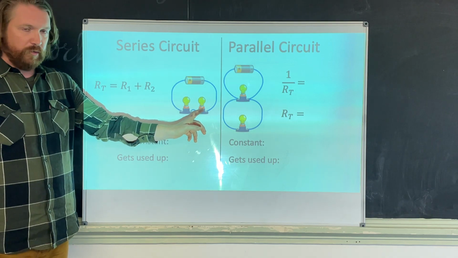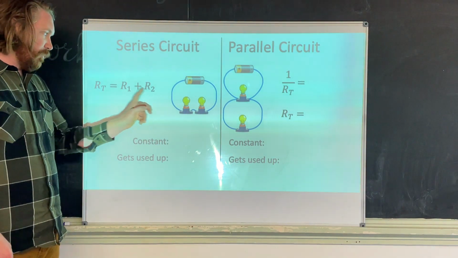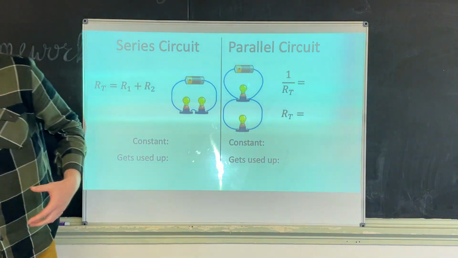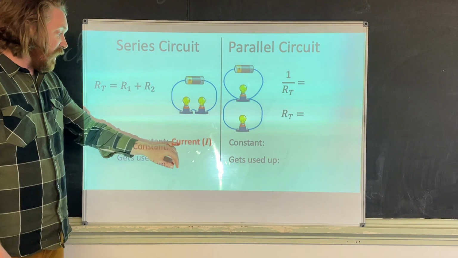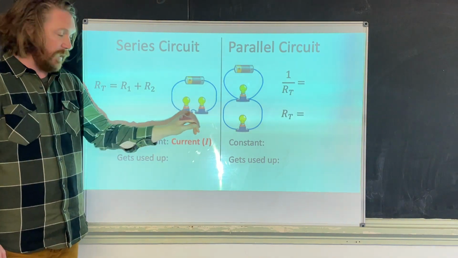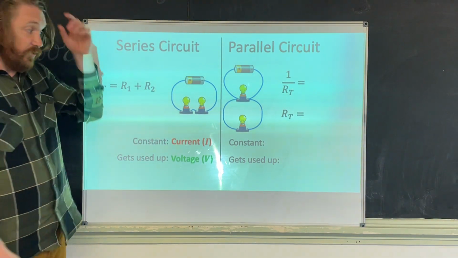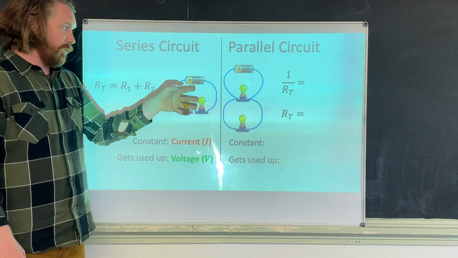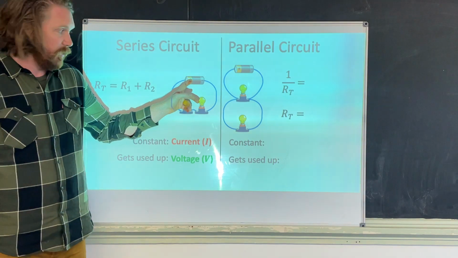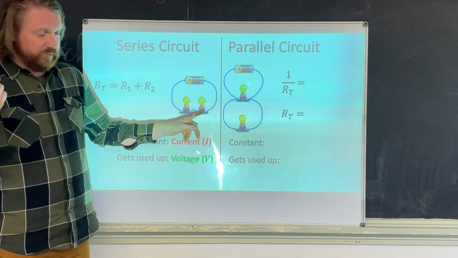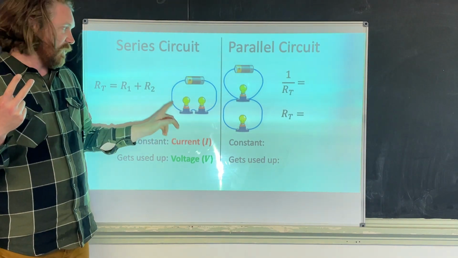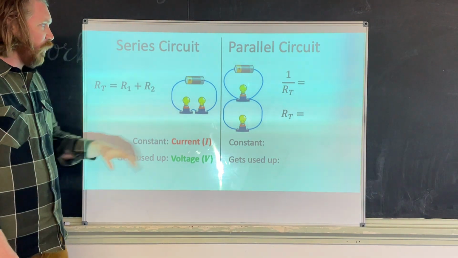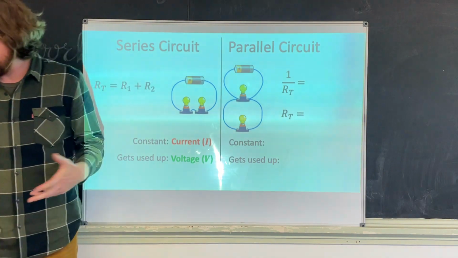So if this light bulb was 1 ohm and this light bulb was 1 ohm, 1 plus 1 would give us a total of 2 ohms of resistance. We see that we have a constant current, so the current is the same everywhere, and the voltage gets used up. Let's say this was a 2-volt battery. This light bulb would get 1 volt, this light bulb would get 1 volt, and then it goes back and juices itself back up. Okay, we'll get to parallel circuits next class.